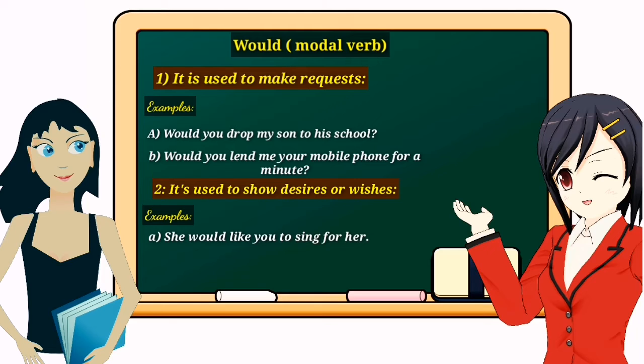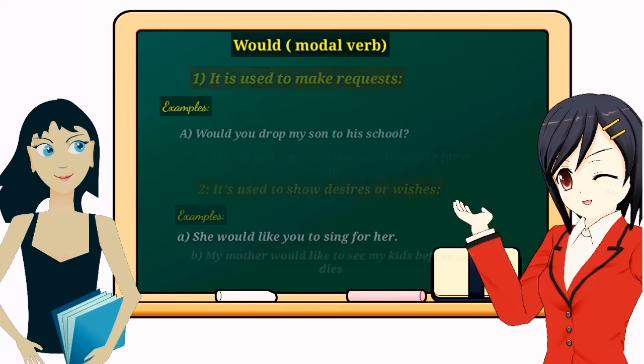And look at another example. My mother would like to see my kids before she dies. It is the desire of my mother to see my kids before she dies. So here again it shows desires.